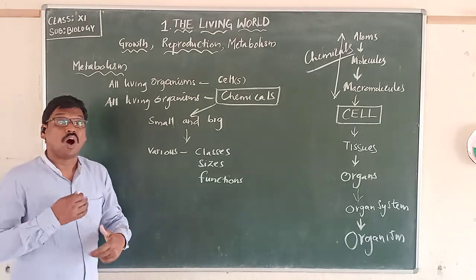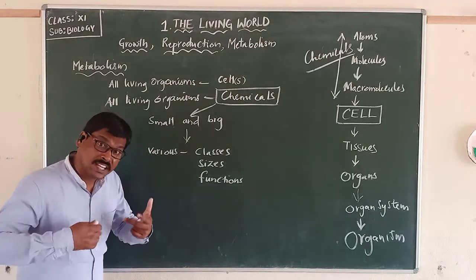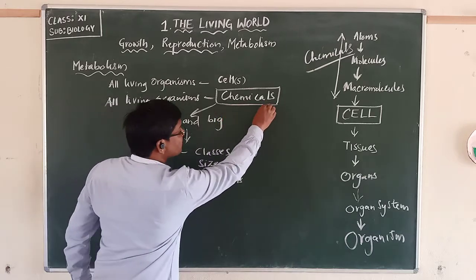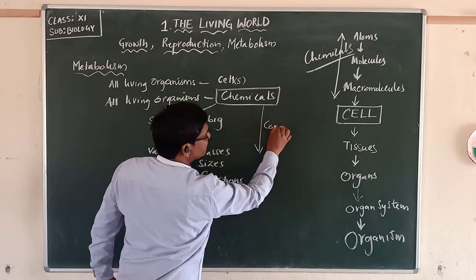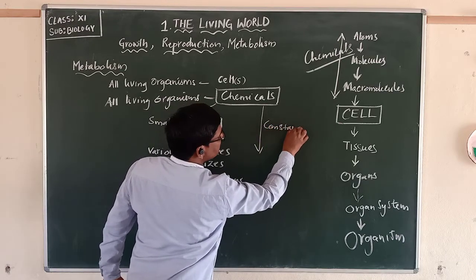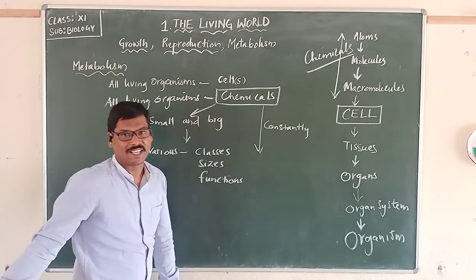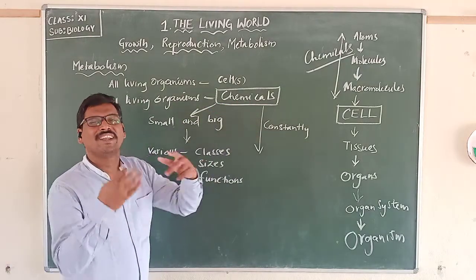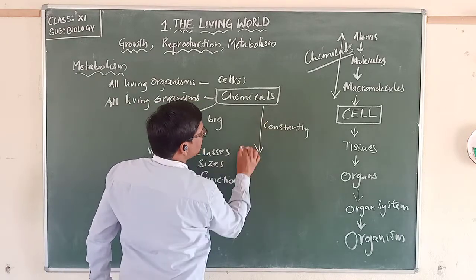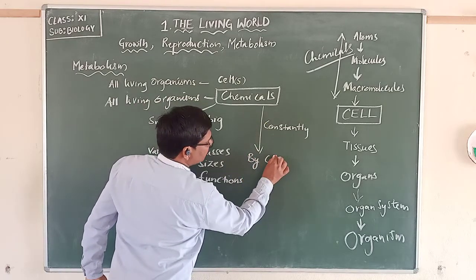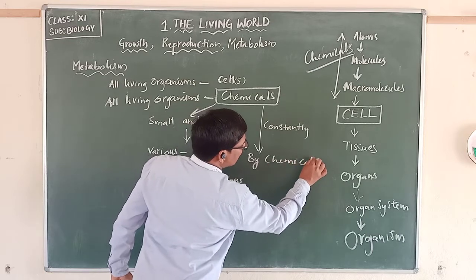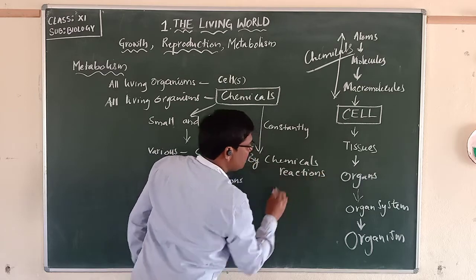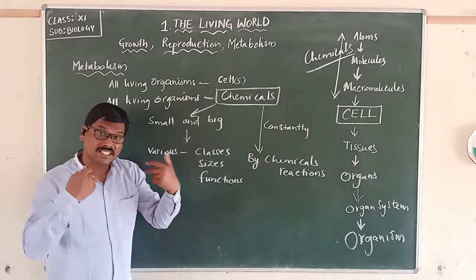And these chemicals are constantly being made in our body or in a cell. We have to remember how these chemicals are constantly being made. Let us simply say that it is by various chemical reactions that these are constantly being made. So what is constantly being made in the cell?